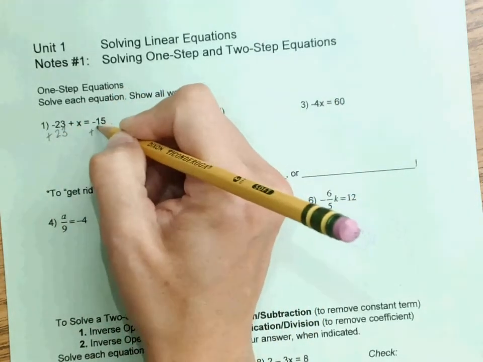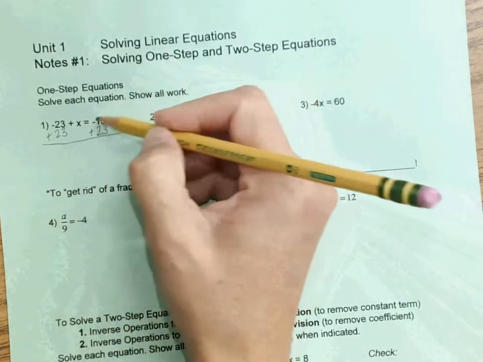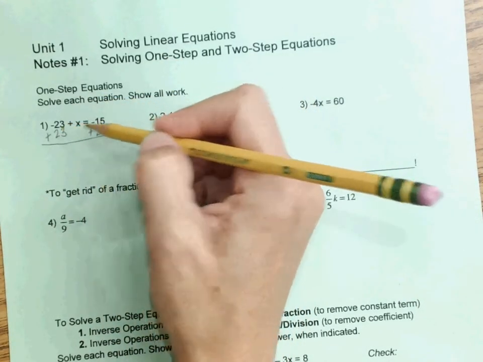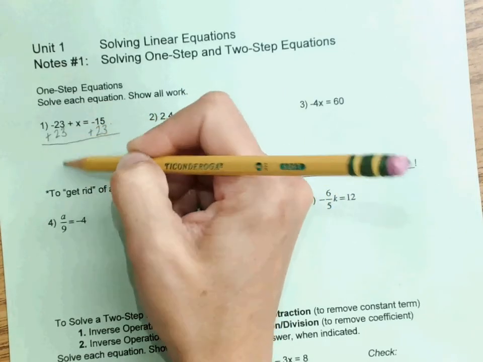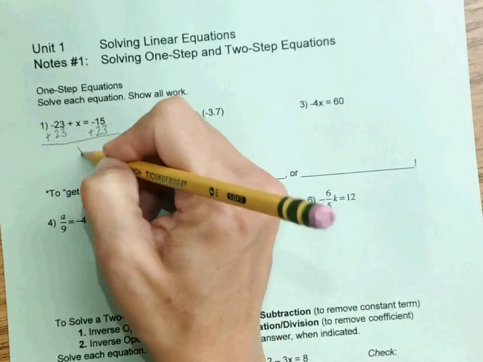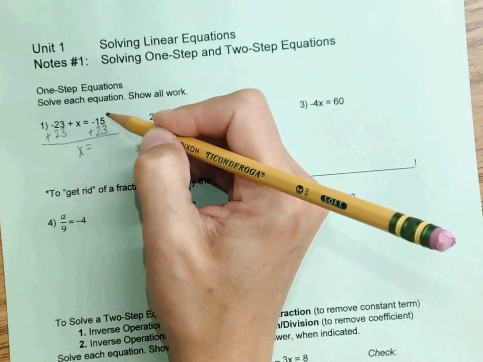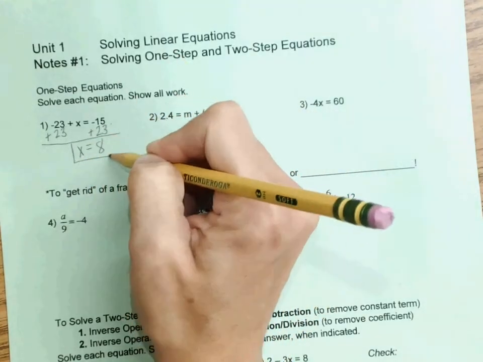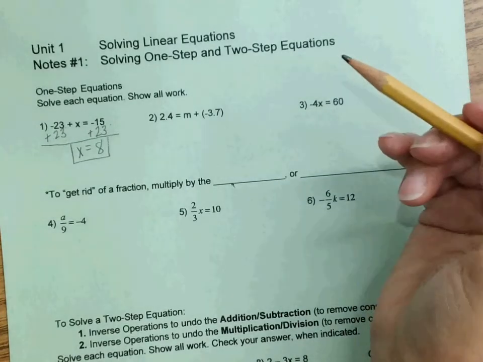Something called the property of equality: if you do it to one side, you have to do it to the other. Equality, because of that equal sign. So moving left to right, top down, negative 23 plus 23 is 0. We don't write anything. We'll drop down that x, drop down equals. Then I have negative 15 plus 23, and that is 8. We're going to remember to box in and circle our final answers. Let's go ahead and work on number 2.